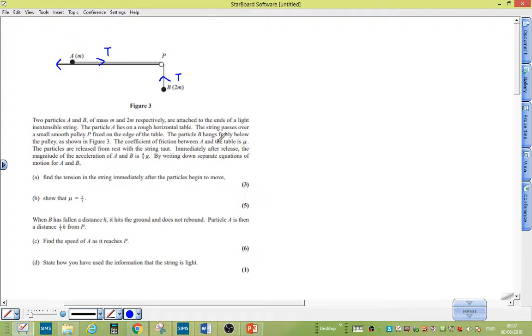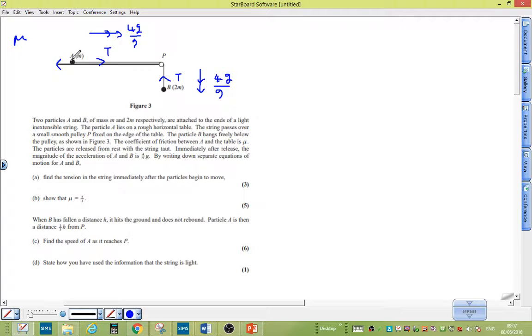The coefficient of friction between A and the table is mu, so we've got mu over here. The particles are released from rest with the string taut. Immediately after release, the magnitude of the acceleration of A and B is 4/9 g. So it's going to want to go downwards, but not freely under gravity. So that's not gravity, the acceleration, because it's attached to tension slowing it down, so it's going to be less than gravity. As you can clearly see, it is 4g/9. It's a double arrow, and there's a double arrow on this one here also at 4g/9.